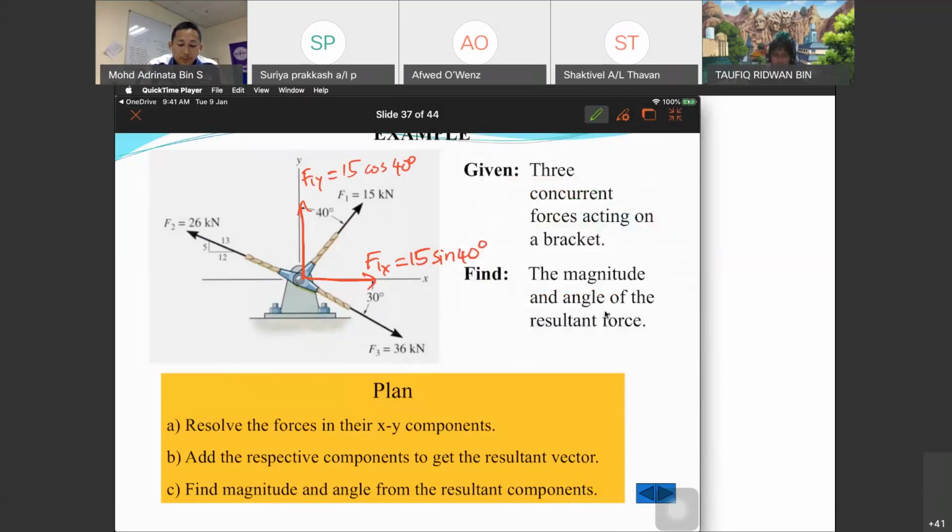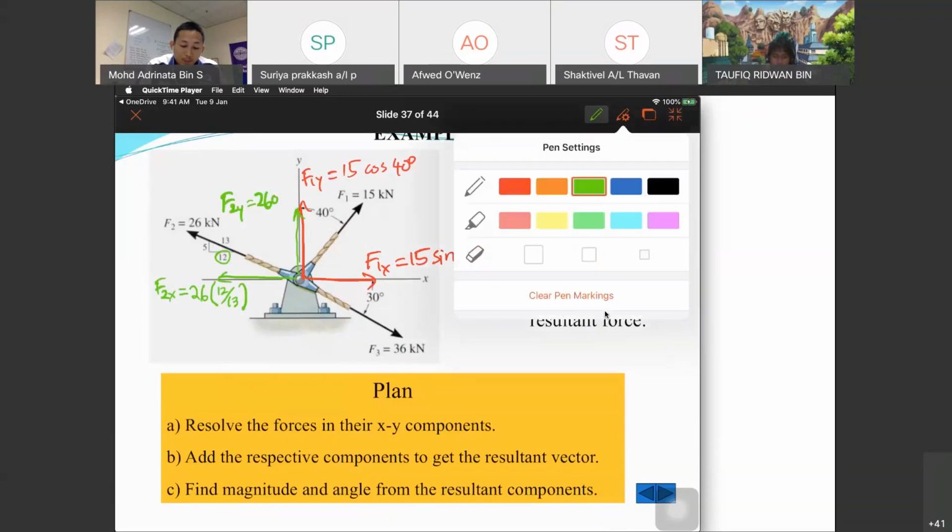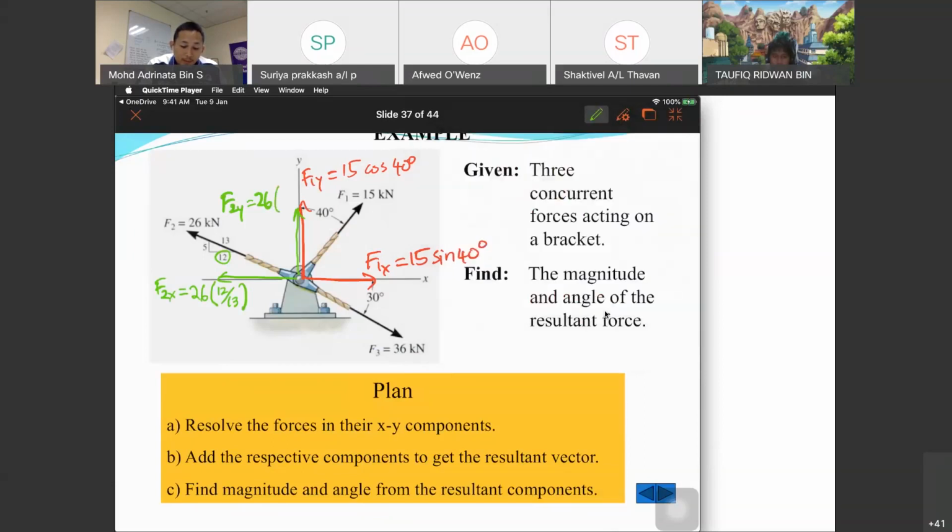F2. For F2 x direction equals 26 times x direction. What is x direction? This one. Okay, 12 over 13. And for y direction, F2y equals 26 times 5, okay, 5 over 13.